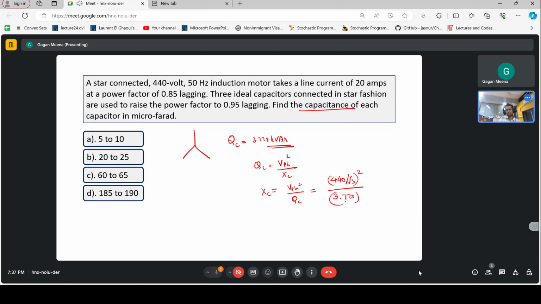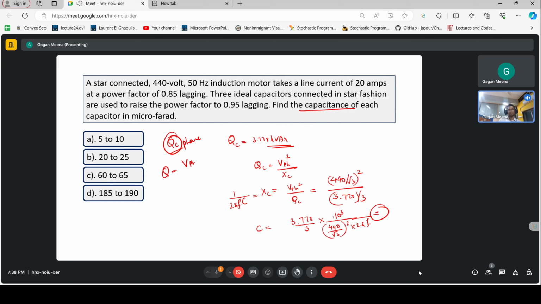This will be C. So first I will find out Q per phase. And we know Q is equal to V phase square by XC, and V phase is V line by root 3. And XC is 1 by 2 pi FC. And this is Q phase. Substitute all the values and calculate the per phase capacitance.